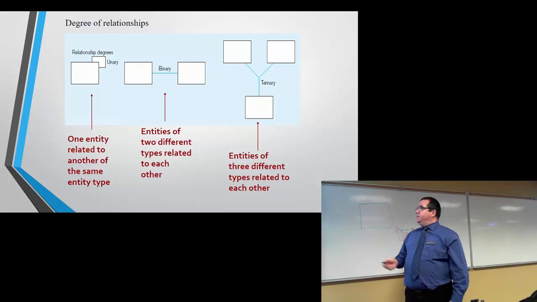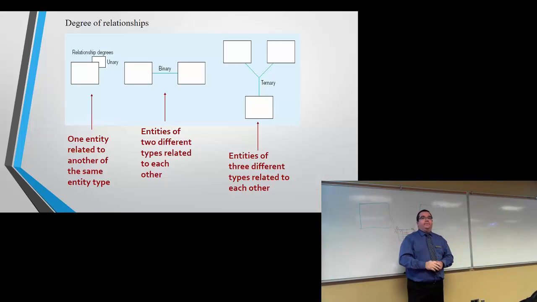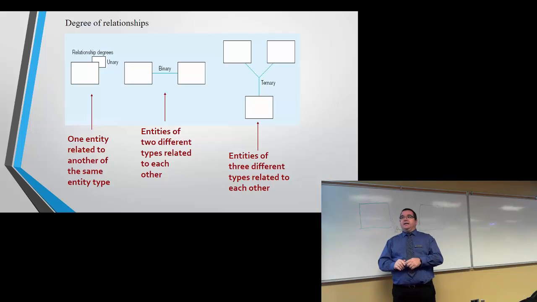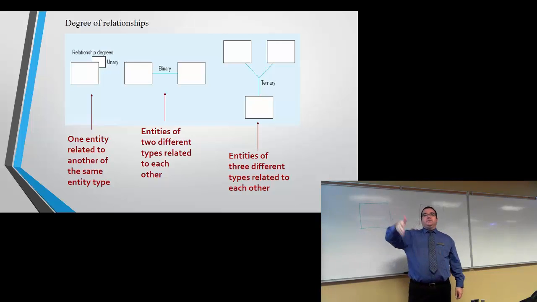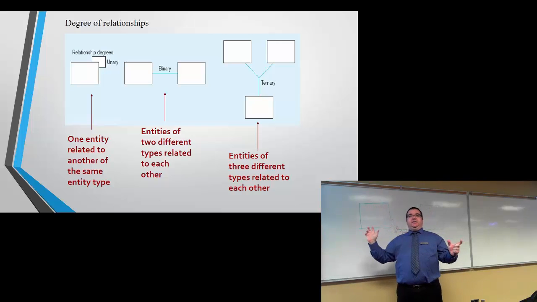You've got binary. So two different kinds of entities related to each other. One good example of that is course and student. A course has many students. Thus, there's a relationship between two different kinds of entities. That's known as a binary relationship.